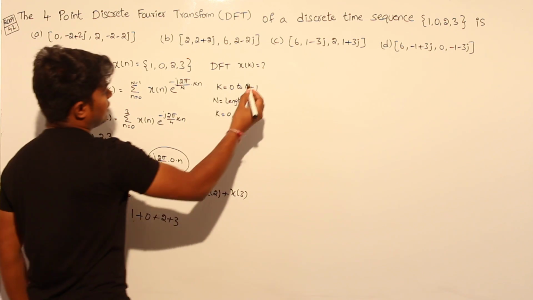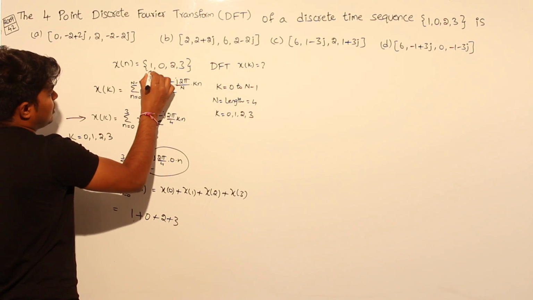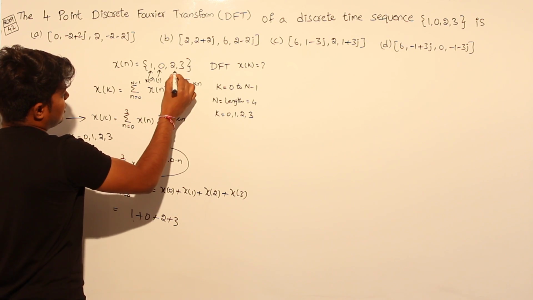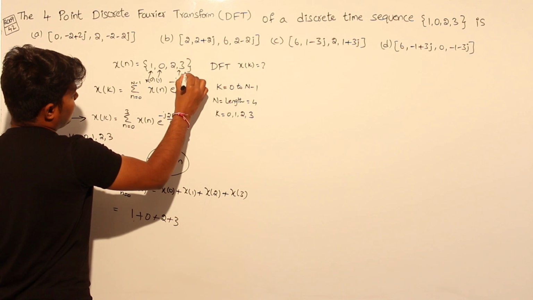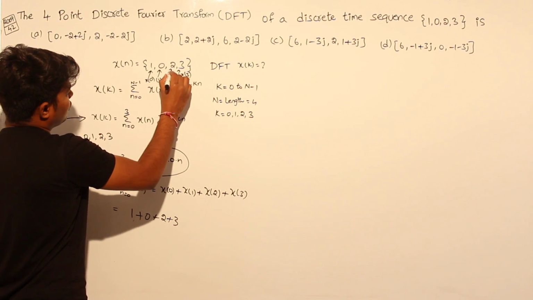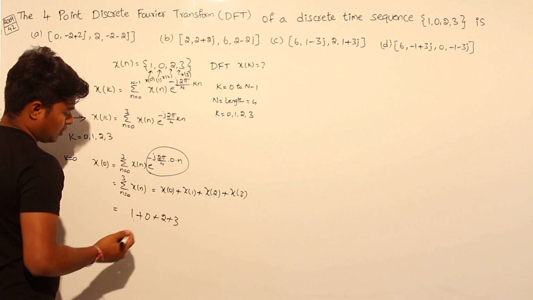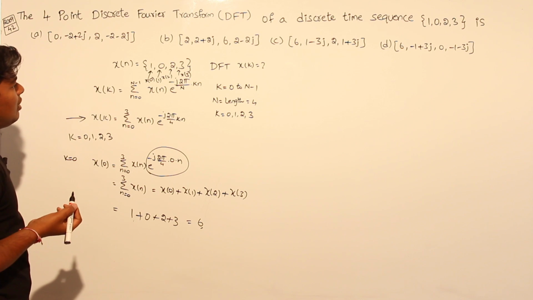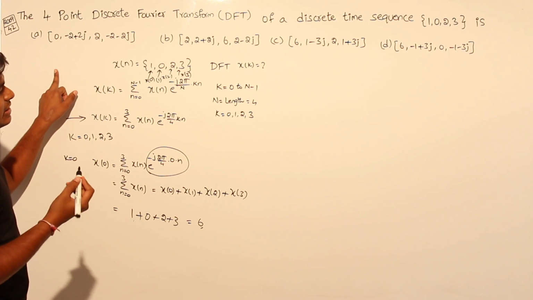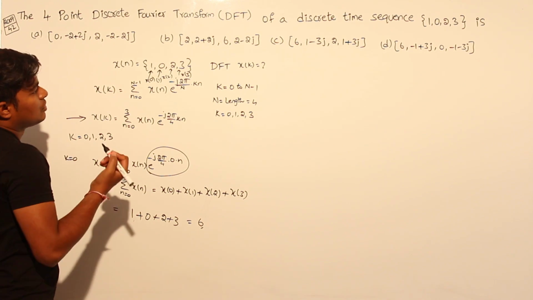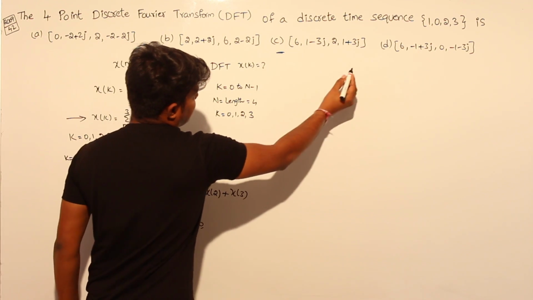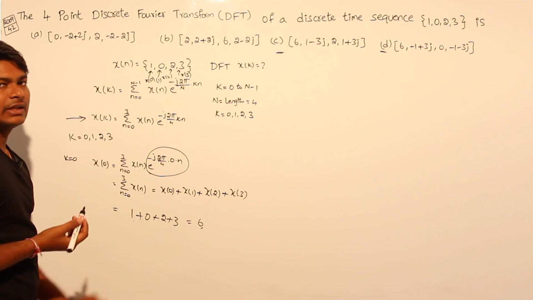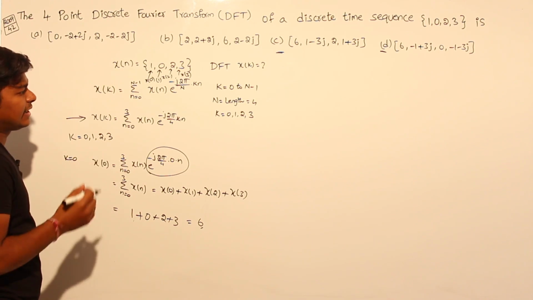In the question they have given the values of x of n. This will be x of 0, this will be x of 1. Likewise this will be x of 3, this will be x of 2. Now if you sum up all these, you will get the value of 6. So if you see in the options, whichever option has 6 as the first term will be the DFT. So the answer should be either C or D, because it contains only the first term 6. We will move on and solve to get the exact answer.